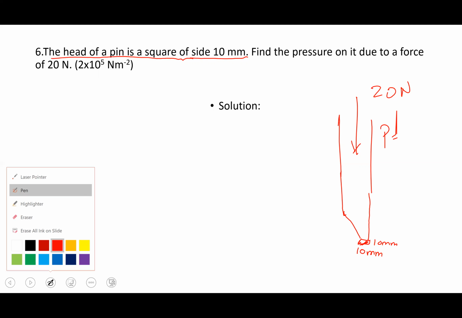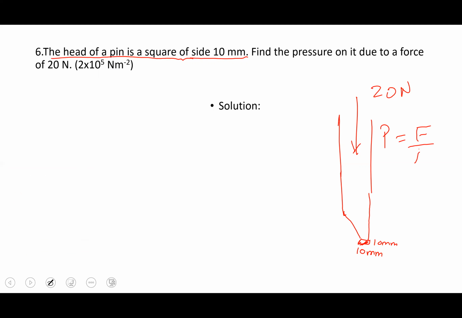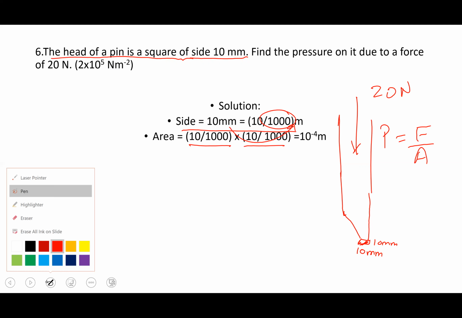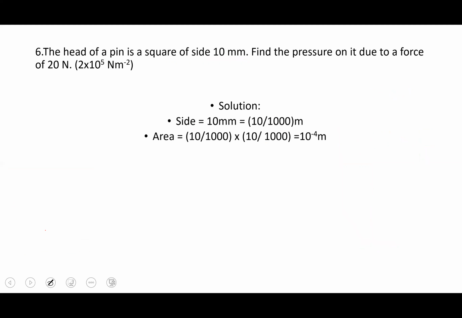Again, the formula is going to be the same for pressure. Pressure is equal to force per unit area. Now in this case, first of all, we write down the side of the square, which was 10 millimeters. So we convert millimeters into meters by dividing by 1000. Since it is an area, we have to do this 2 times. So 10 divided by 1000 and multiply by 10 divided by 1000. It will be equal to 10 into 10 to the power minus 4 meter square.